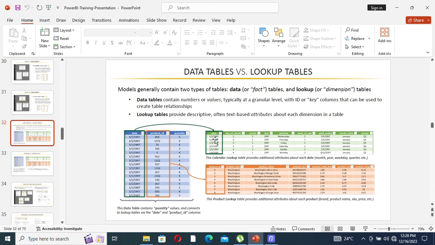Here you see the date appears only once and does not repeat, but here the dates repeat. Similarly, the product IDs of the fact table are repeating in this table, but not in this table. You must understand the difference between the data table and the lookup table.